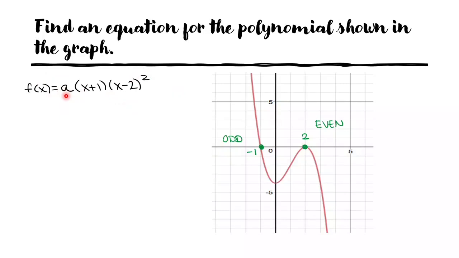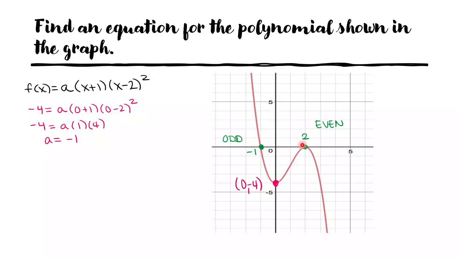To do that, I'm going to try to locate another point on the graph, and I can see that the y-intercept is located at 0, -4. So I'm going to plug those values into my function. f of x is -4 when x is 0. So I put zeros in for x, -4 in for f of x, and this is something that we can solve for a. 0 plus 1 is just 1, 0 minus 2 squared becomes 4. Divide both sides by 4. -4 divided by 4 is -1, and I get a equals -1.